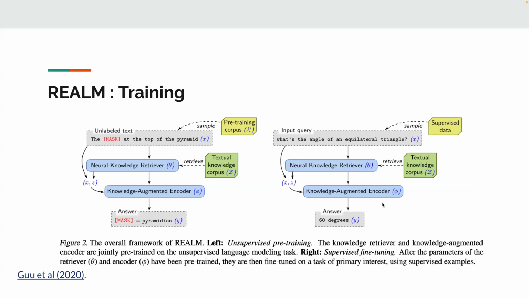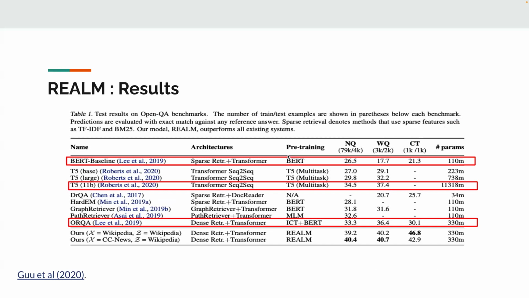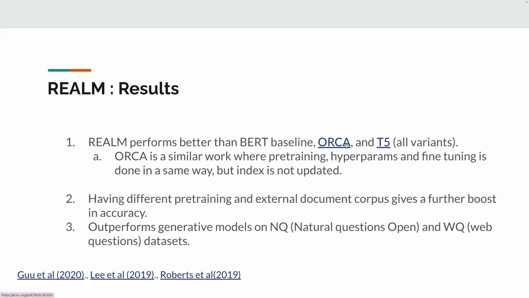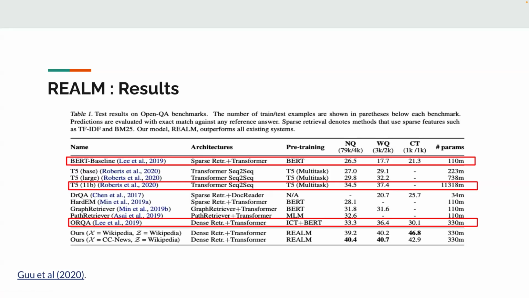This thing we've already covered. Pre-training is different: MLM, and then fine-tuning is just QA. So I'll just leave that. Now we'll get to the results. They have trained the model on a QA task, and the results that you see here are on these datasets. So NQ is Natural Questions. WQ is Web Questions, and then CT is something else that I do not remember. I apologize. But these are all open domain question answering, right?